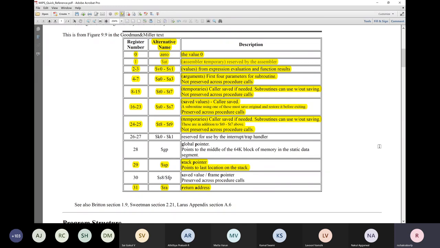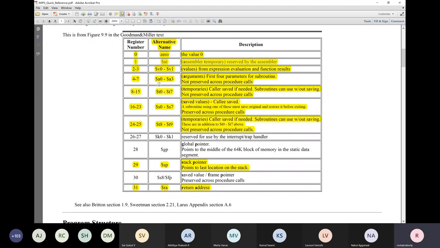Then there is $at. Well, $at, I think you don't need to bother too much. Maybe I could have avoided highlighting this because we will never use $at. It is used by the assembler only and not usable by the programmer.